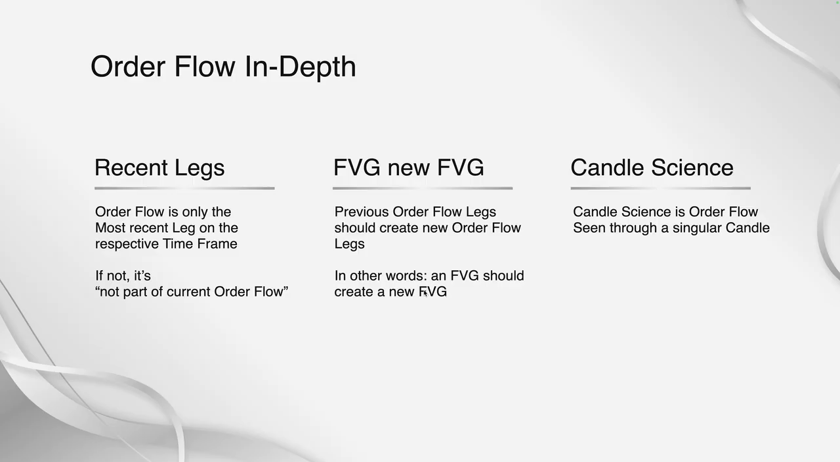Because again, let's think about this from an order flow perspective. If order flow is still bullish and we come back into a bullish fair value gap, into a bullish order flow lag, then ideally we should create a new bullish order flow lag off of that to signal that we are indeed still bullish. So what does this look like?